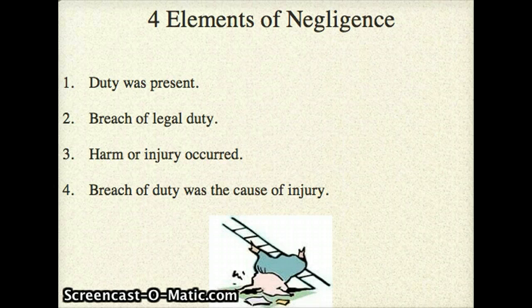Number 4, was the breach of duty the cause of the injury? Was the injury caused by a breach of duty by the teacher? I think of proper supervision as an example. Was the teacher talking to another teacher? And if so, could that teacher have prevented the injury from happening?